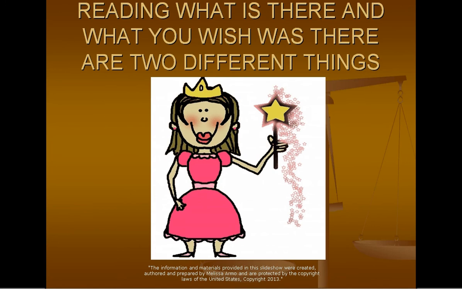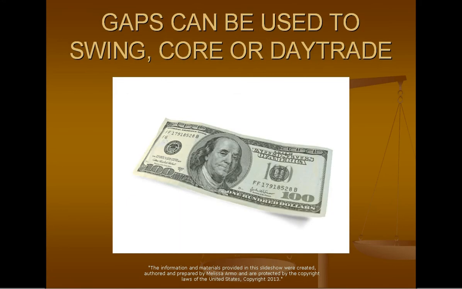Reading what is there and what you wish was there are two completely different things. So you might really want the market to come in, like you think the market's getting toppy, it's going to come in. But what you wish was there and what is actually there are two different things. So you've got to be able to look at things objectively, and gaps help you do this. And that's what we're going to discuss in the free class.